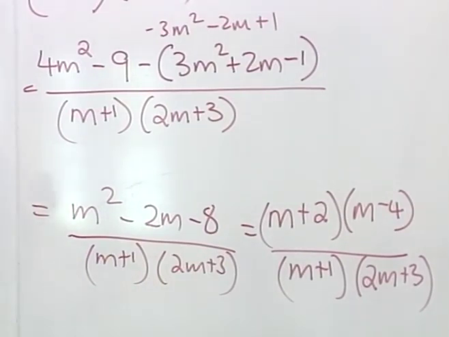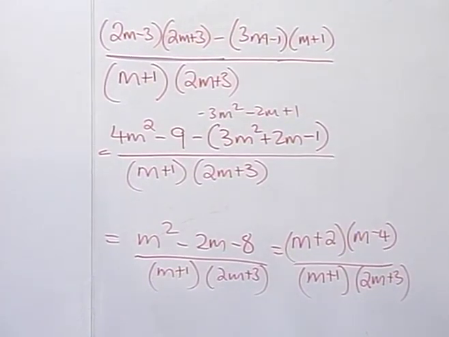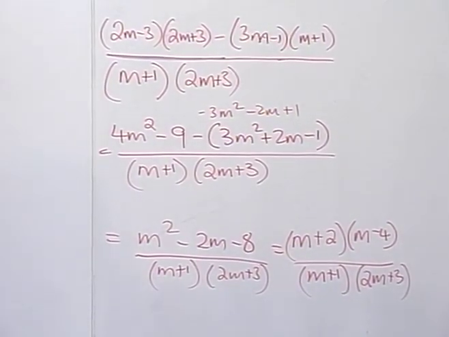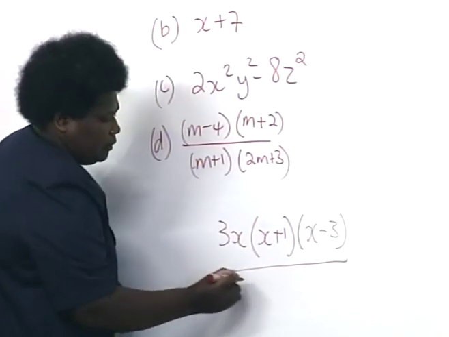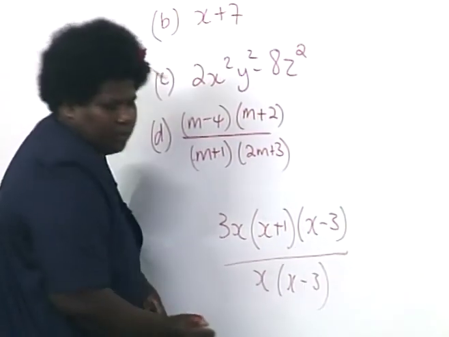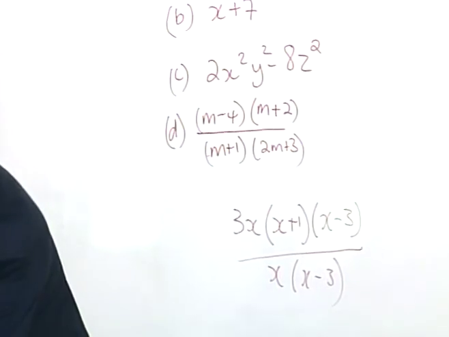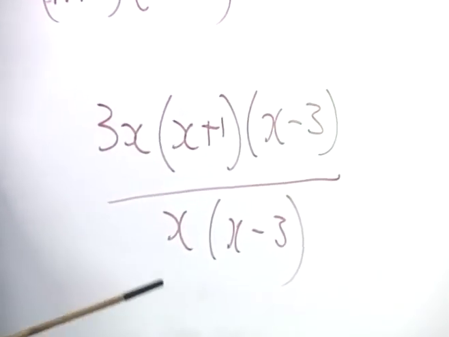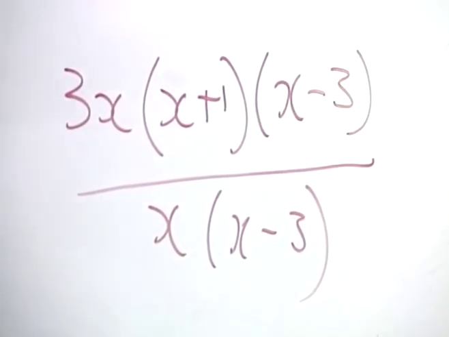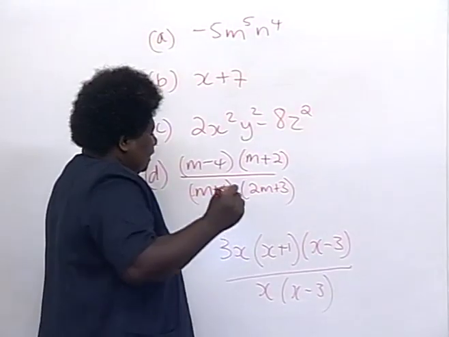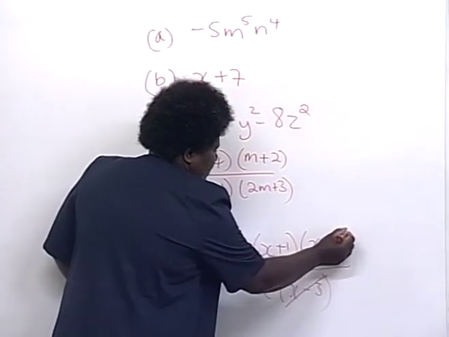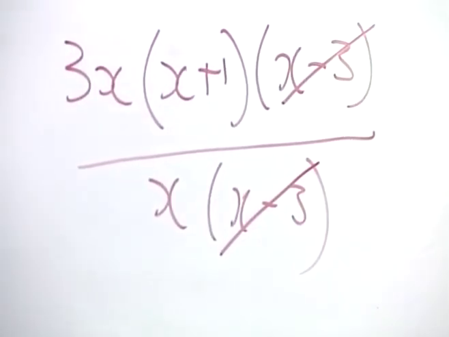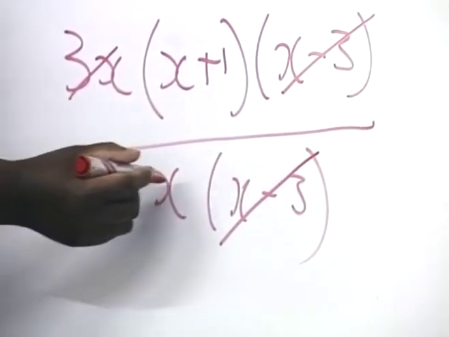Just for interest, I put a question in the exam. After you factorize, you end up with 3x times x plus 1 times x minus, I think it was minus 3. And then you've got x times x minus 3 here. Do you remember that question? Many of you didn't do it properly. This is the step before you get the answer, which a lot of you got correct. And then suddenly you are canceling like this. You got x minus 3 and x minus 3, correct? You cancel that. And then you are saying 3x divided by x is 2x.